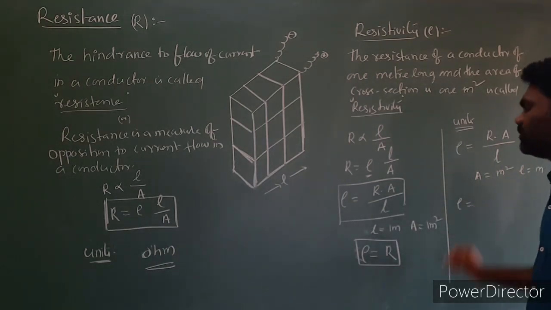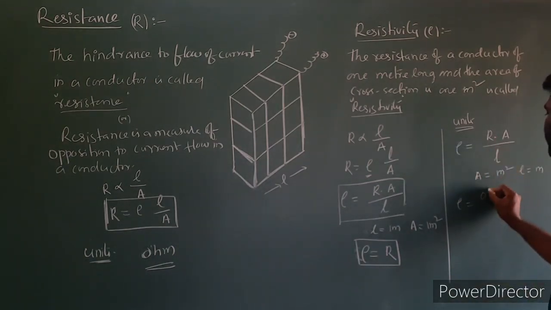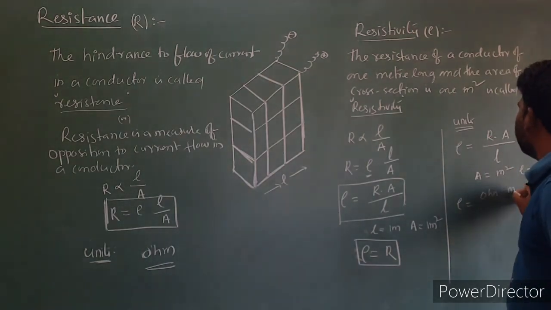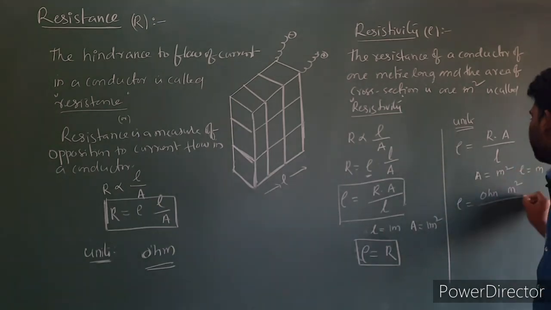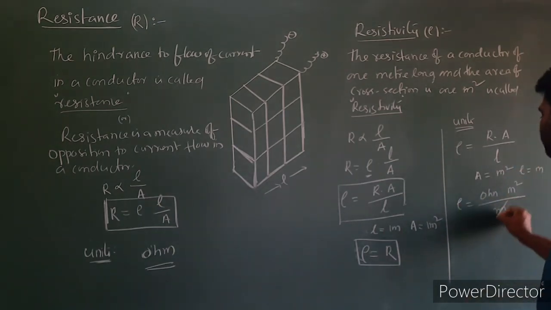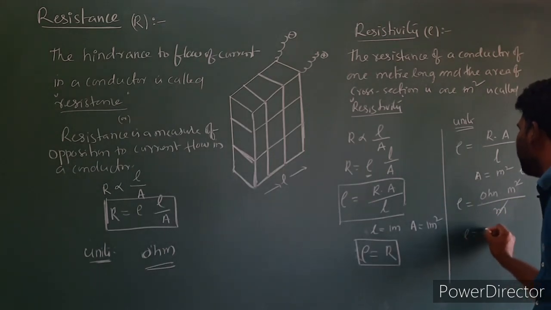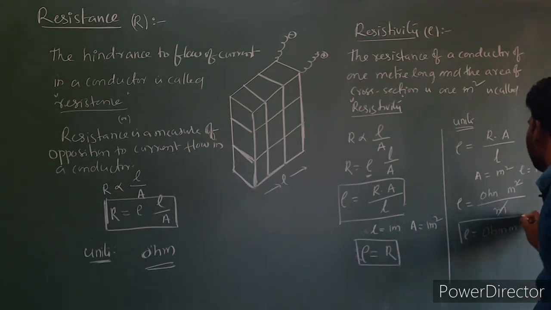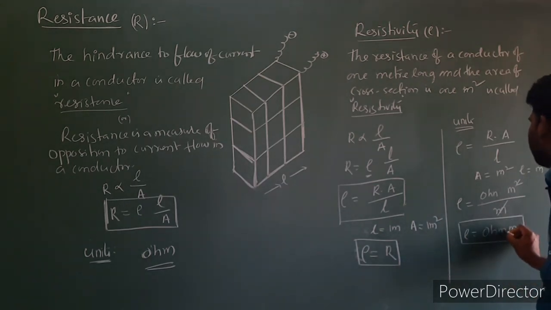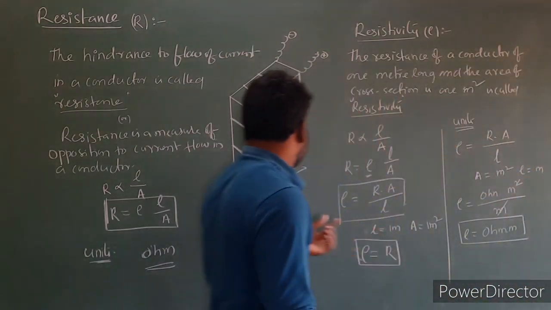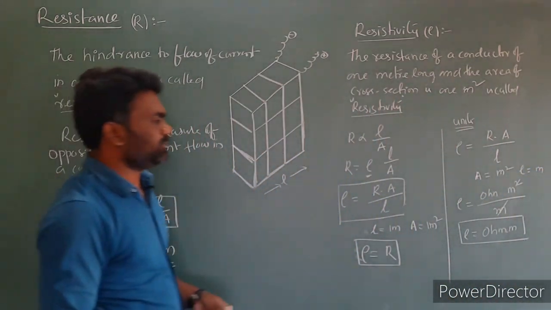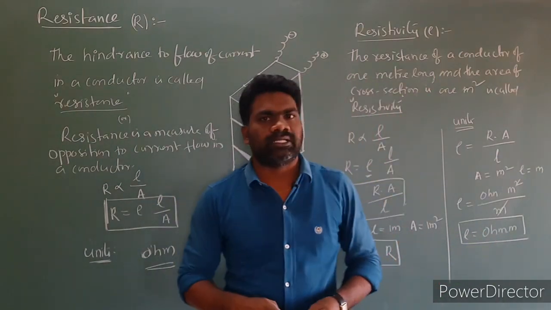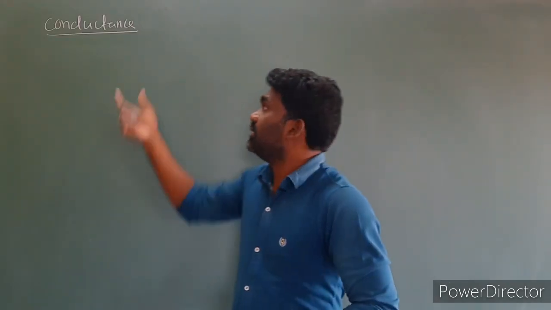Then rho is equal to, in the place of R we write ohm, the unit of resistance, divided by meter square for A, and then multiplied by meter for L. So meter cancels, and rho is equal to ohm meter. This is the unit of resistivity. The resistance unit is ohm, and the resistivity unit is ohm meter. Next, conductance.